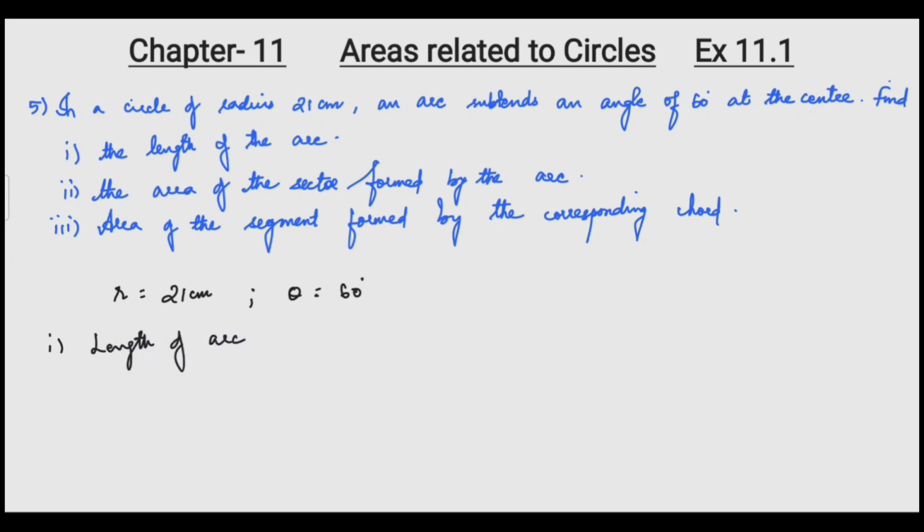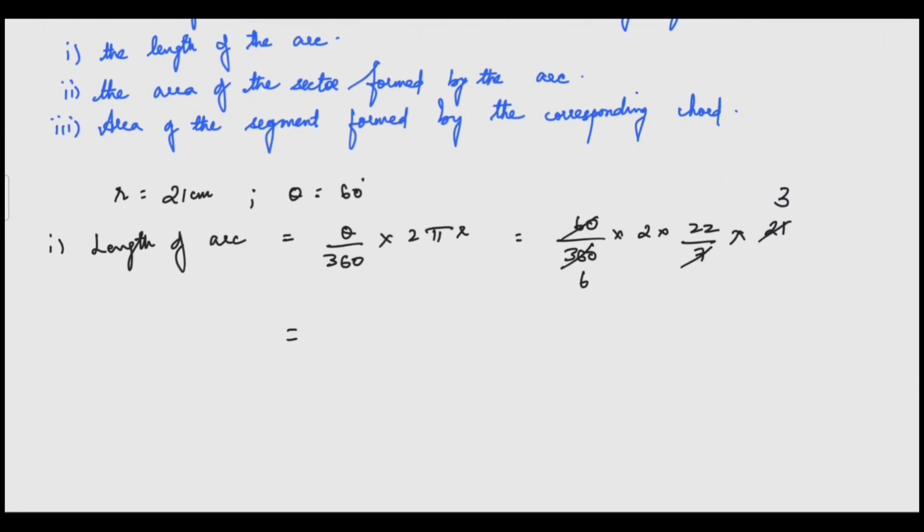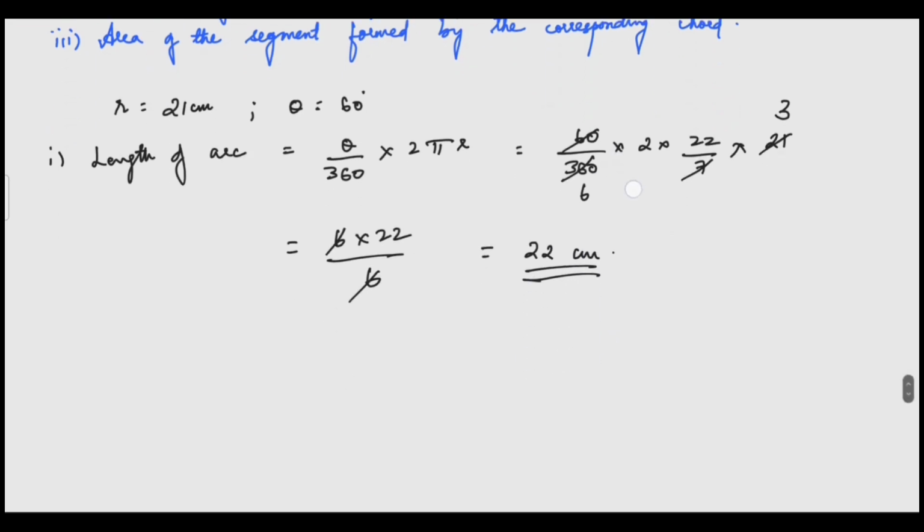Length of arc is given by the formula theta by 360 into 2 pi r. Substituting the values, 60 by 360 into 2 into 22 by 7 into radius, which is 21 cm. 60 by 360 is 1 by 6. 7 3s are 21. On further solving, we get 6 into 22 divided by 6. Cancelling the 6, we get 22 centimeter. This is the length of arc.